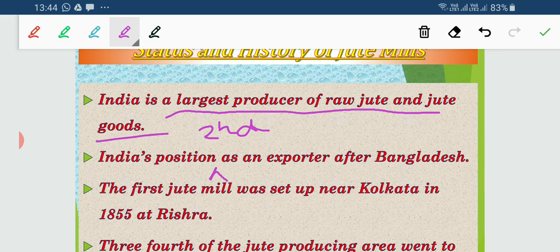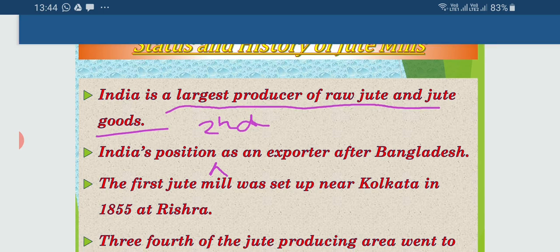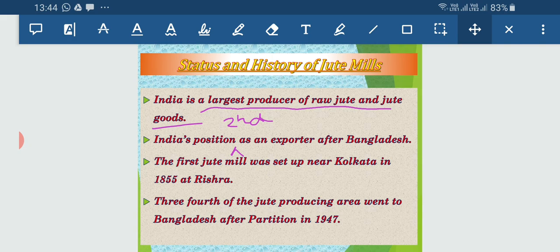The first jute mill was established near Kolkata, at Rishra, in 1855, and 3/4 of the jute producing areas went to Bangladesh after Partition in 1947. What does this indicate? That the maximum jute producing areas are presently in Bangladesh, and only 1/4 is in India. So what is the result? The availability of raw material for the jute industry is comparatively less.